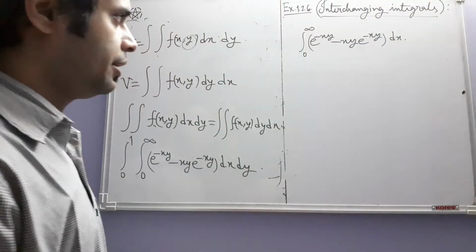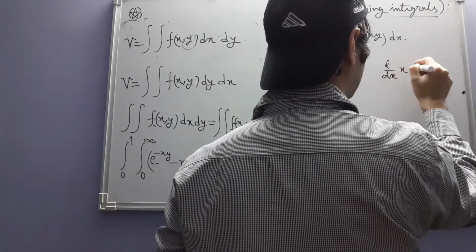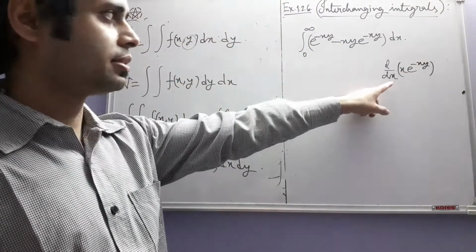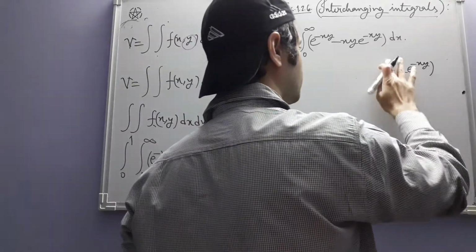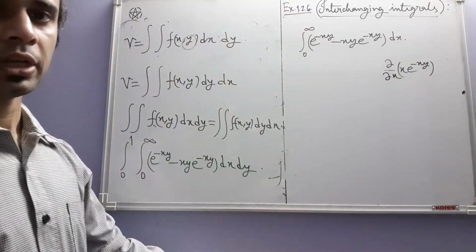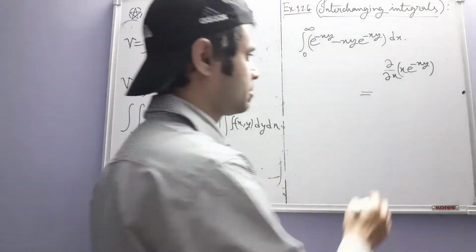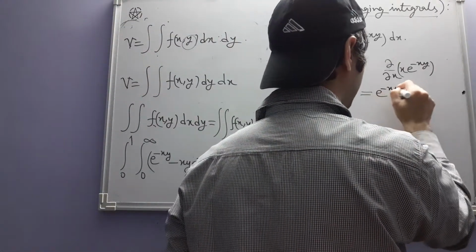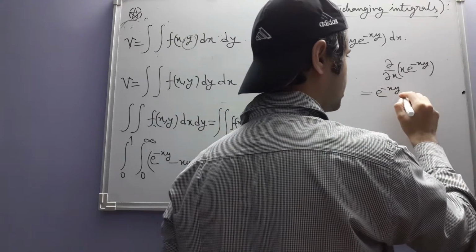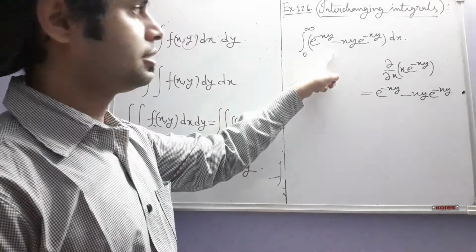Okay, now you look here. Suppose I differentiate this partially, actually I should have put this partially with respect to x. What do I get using the formula for differentiation of product of two functions? First I will get e to the power minus xy. Then since y is considered to be constant, it's with respect to x, so minus xy e to the power minus xy. So I am getting this integrand.